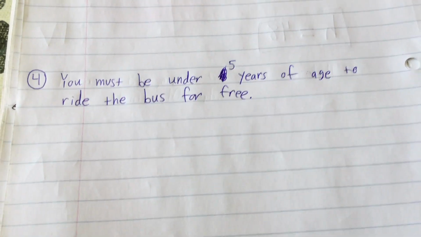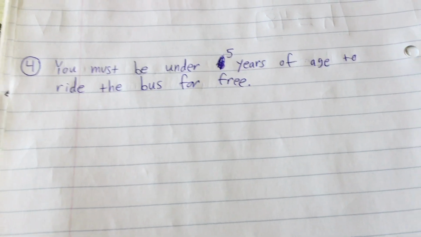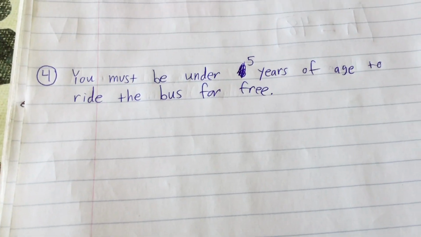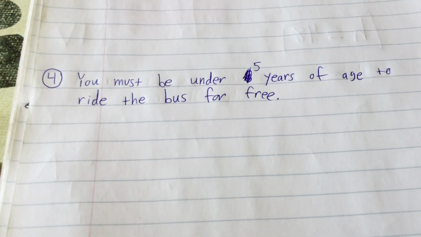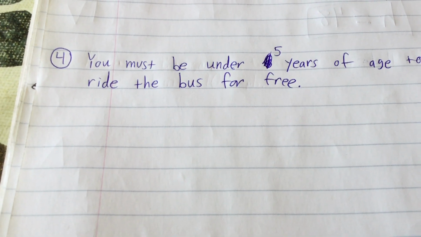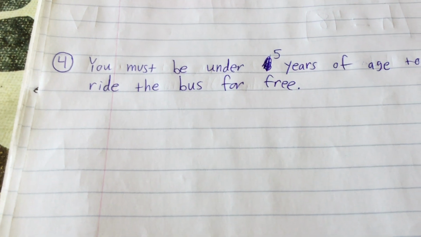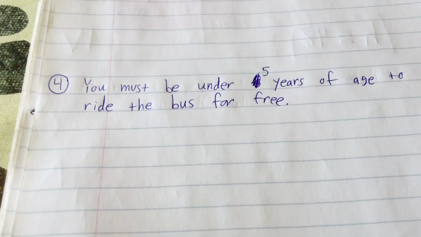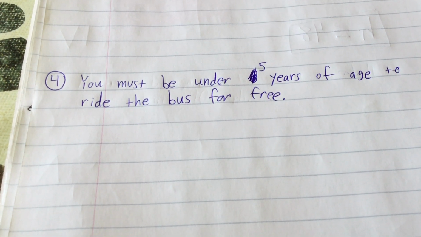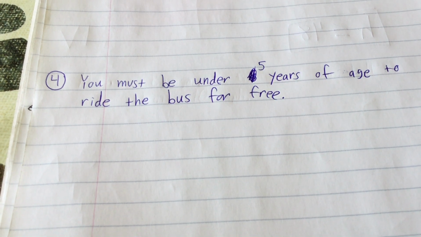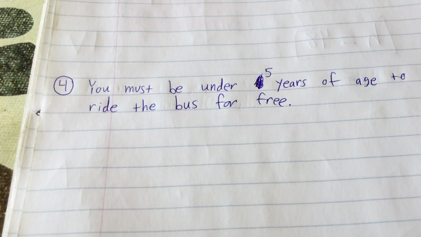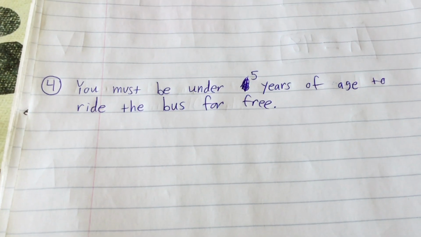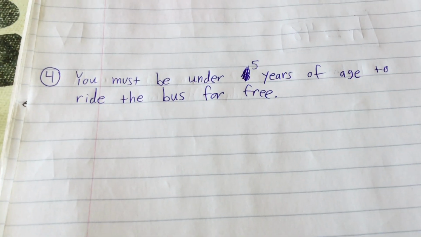My childhood memories, riding SF Muni. You must be under 5 years of age to ride the bus for free. There's a little sign that says ages 0 through 4 can ride for free. Was it 5 through 17? You get the youth fare. 18 until 65, or was it 18 to 55, is the adult fare, and then older than 55 is the senior fare. But yeah, in other words, if you're under age 5, you can ride the bus for free.